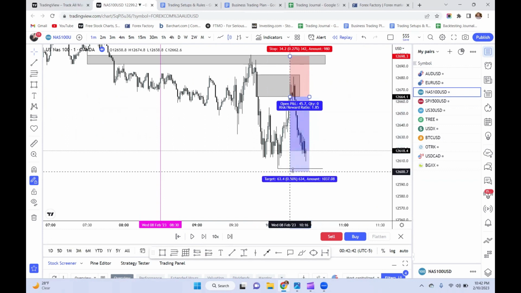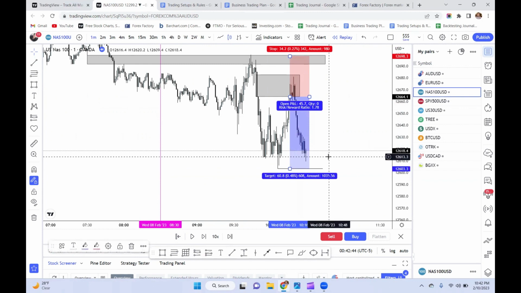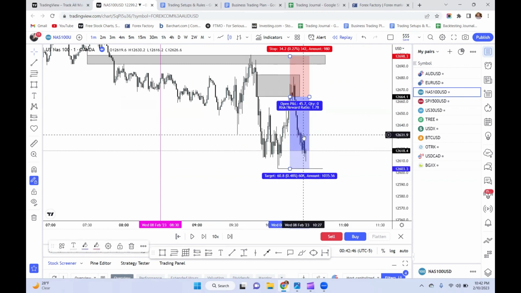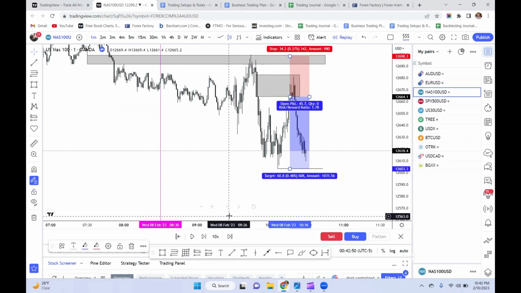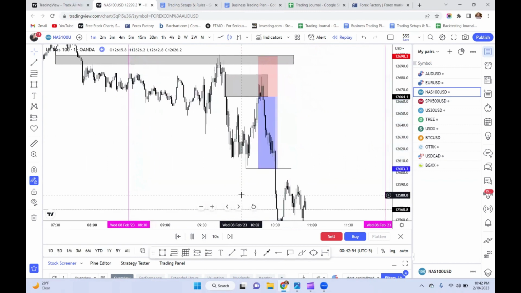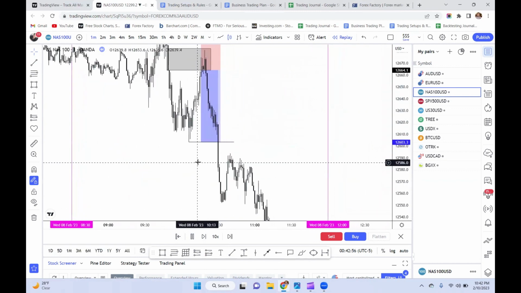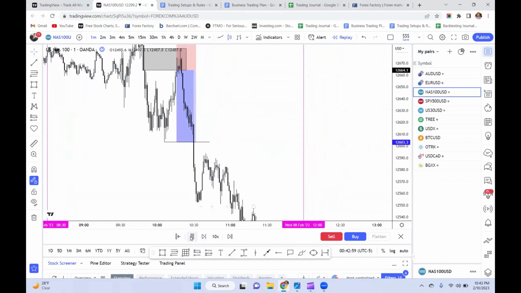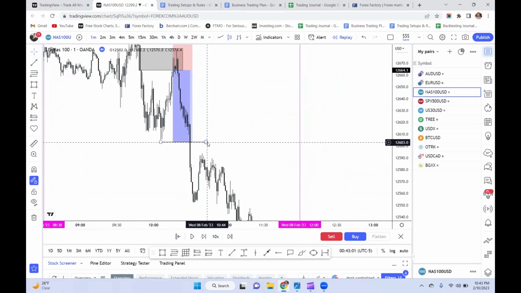So on NAS, we expected the sell and we won 1.78%. That is what happened on NAS. Obviously, it continued way lower than that. So I expected the sell. I anticipated buys, but I adapted and I sold.